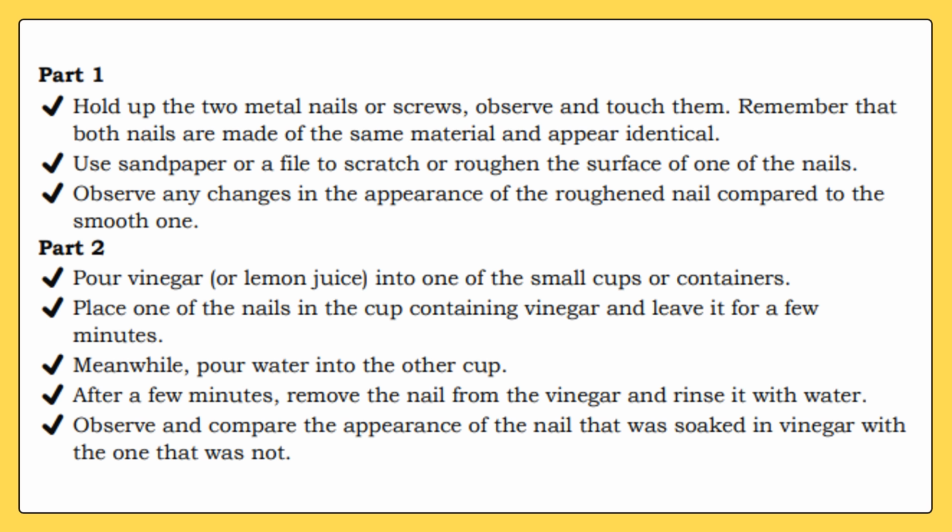Part 1. First, hold up the 2 metal nails or screws. Observe and touch them. Remember that both nails are made of the same material and appear identical. Second, use sandpaper or a file to scratch or roughen the surface of one of the nails. Third, observe any changes in the appearance of the roughened nail compared to the smooth one.